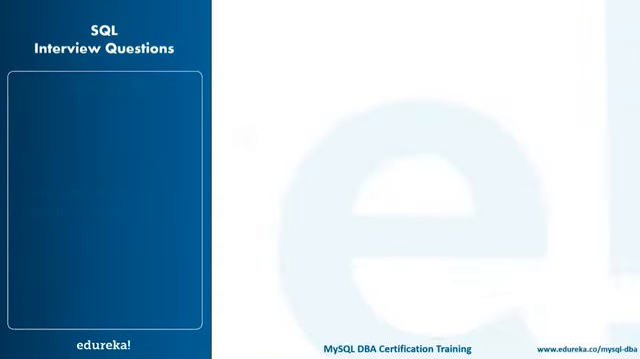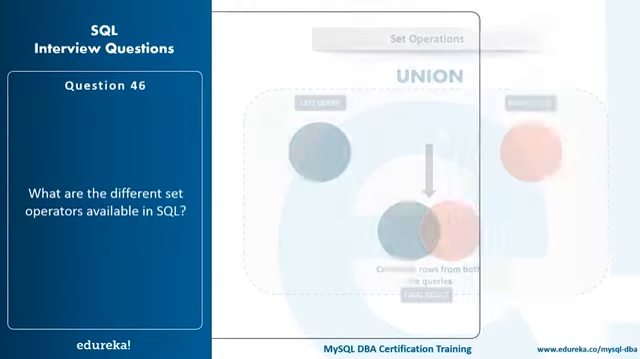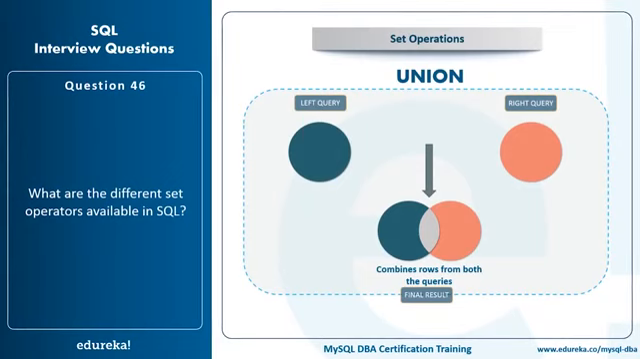Now let's move forward to our next question, that is, what are the different set operators available in SQL? So the different set operators available in SQL are union, intersect, and the minus operators. So let's talk about union first. When you consider two queries, that is the left query and the right query, and you apply the union operation, you will see that it will combine rows from both those queries. You'll get an output of all those records from the left query, and also from the right query.